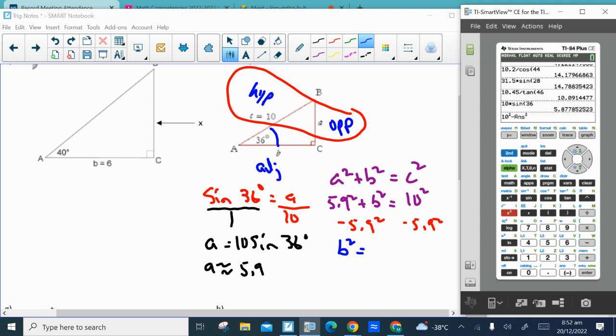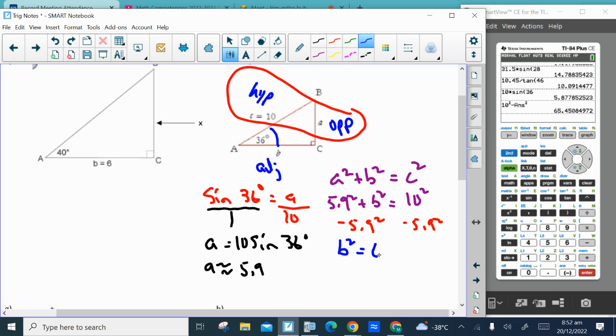If you don't have that function on your calculator, you need to type in 5.877852523 and then square it. The more decimals you use, the more accurate your answer will be. Sometimes it'll make a difference when you're rounding to the nearest tenth. Sometimes it does, sometimes it doesn't. But in this case, b squared is 65.5. And again, we're rounding that number to write it down, but we're keeping the number in our calculator.